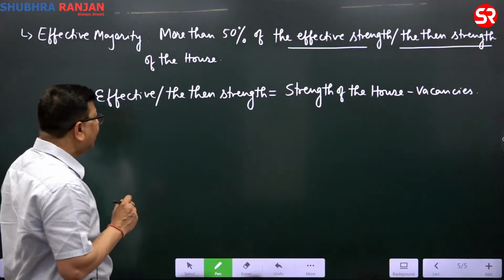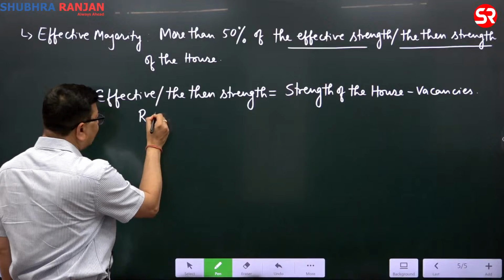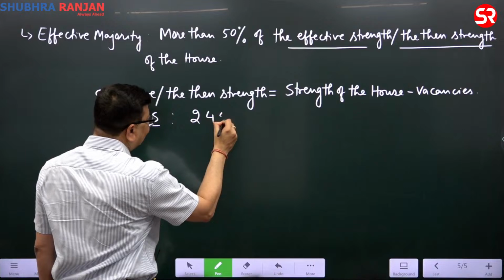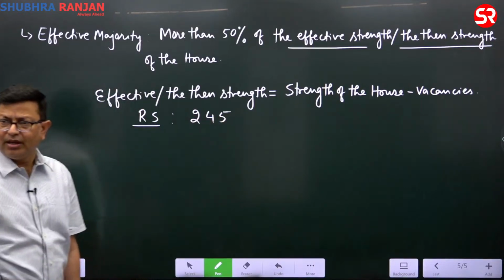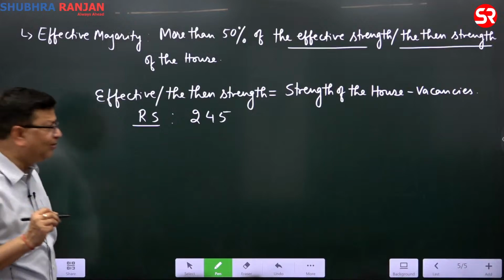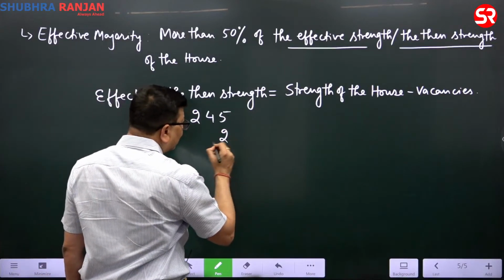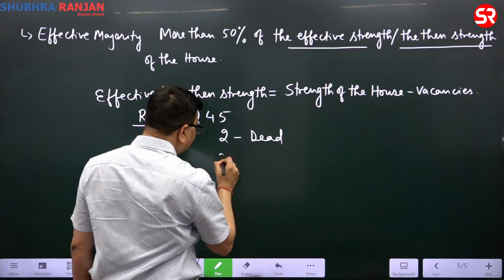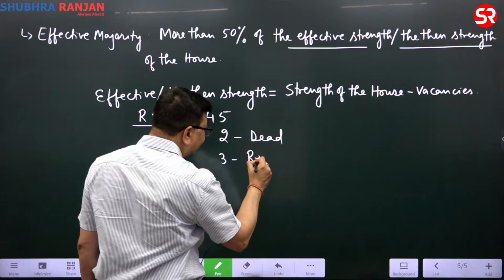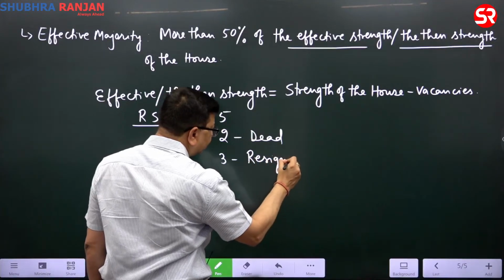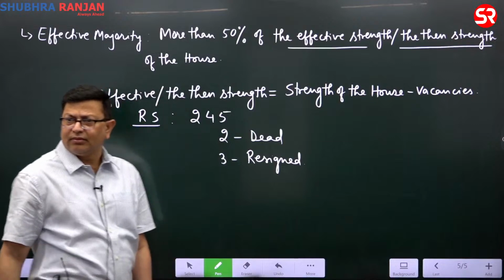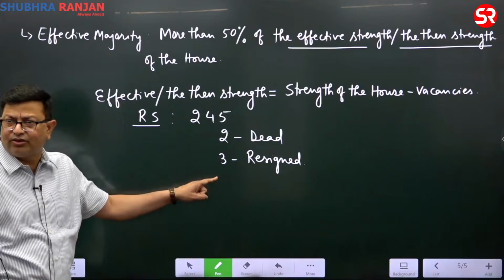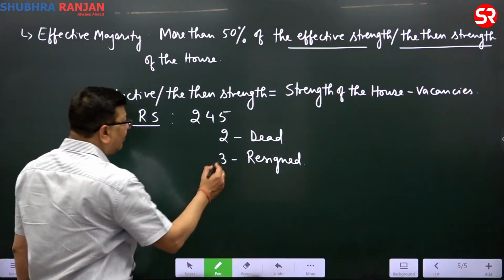For example, you see in the Rajya Sabha, suppose the strength is 245 members, and out of these 245 members, suppose 2 members are dead and 3 members have resigned. These seats are vacant. Elections have not taken place for these 5 seats. These are the vacancies.